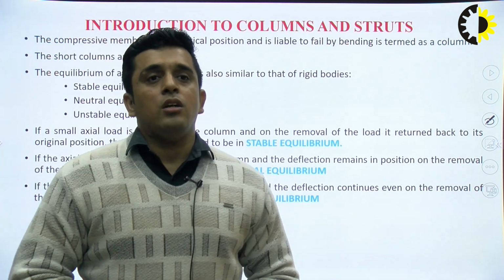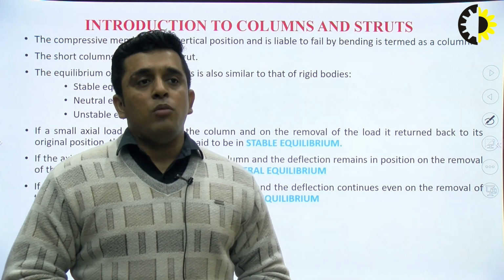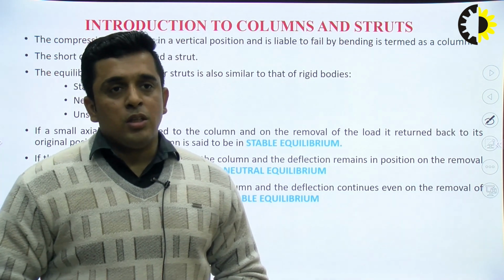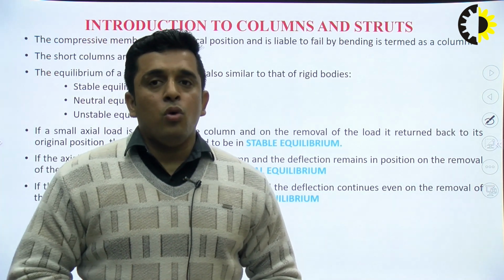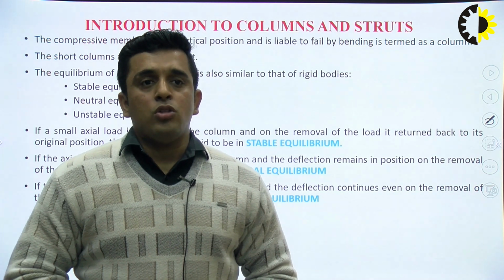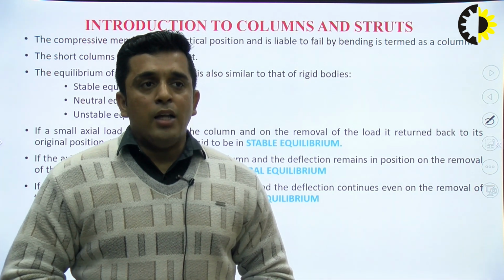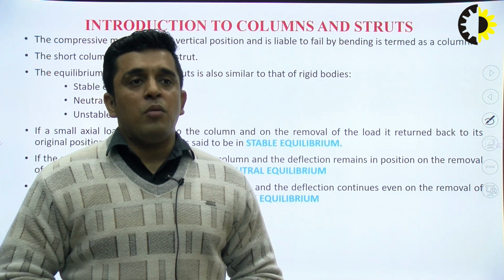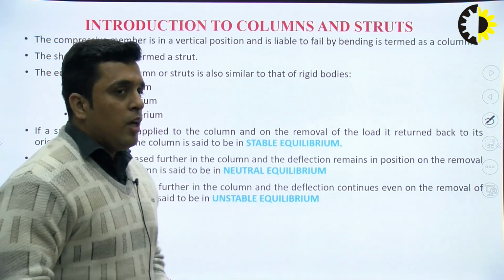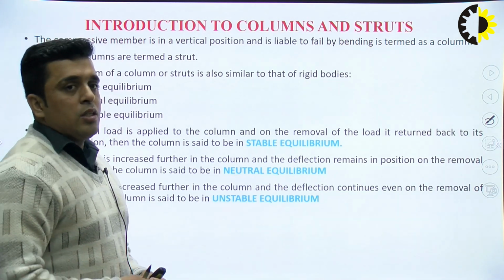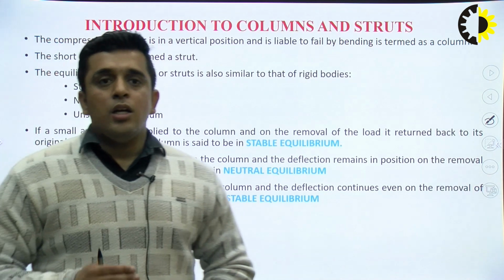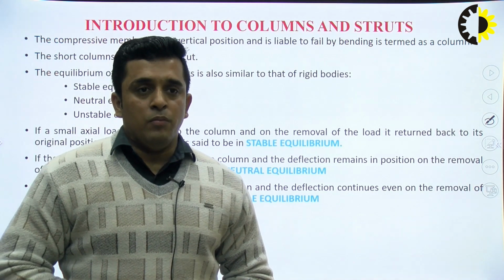The column is subjected to three types of equilibrium: stable, neutral and unstable. Stable means on removal of load the column comes back to its original position. Unstable means on removal of load the column does not come back to its original position. And neutral means that on removal of load the column attains some other position of equilibrium.